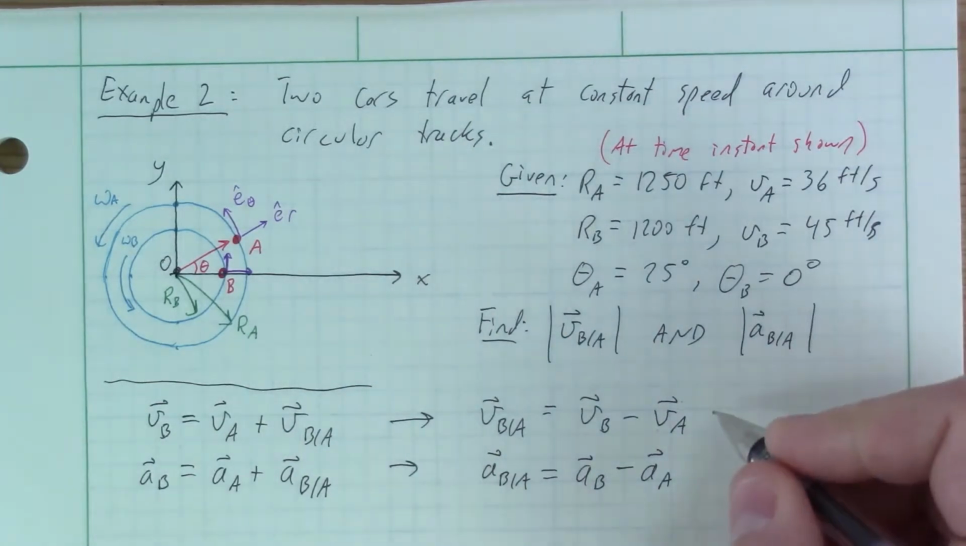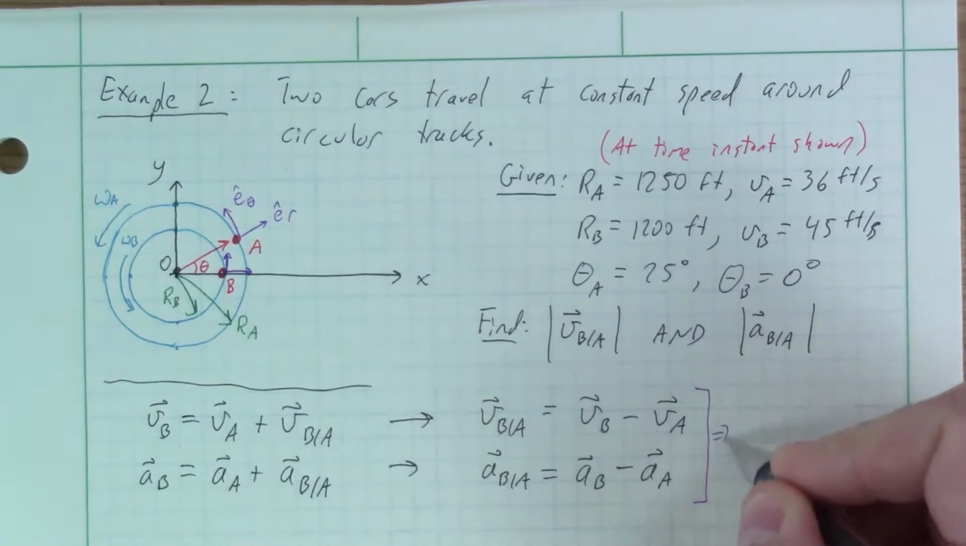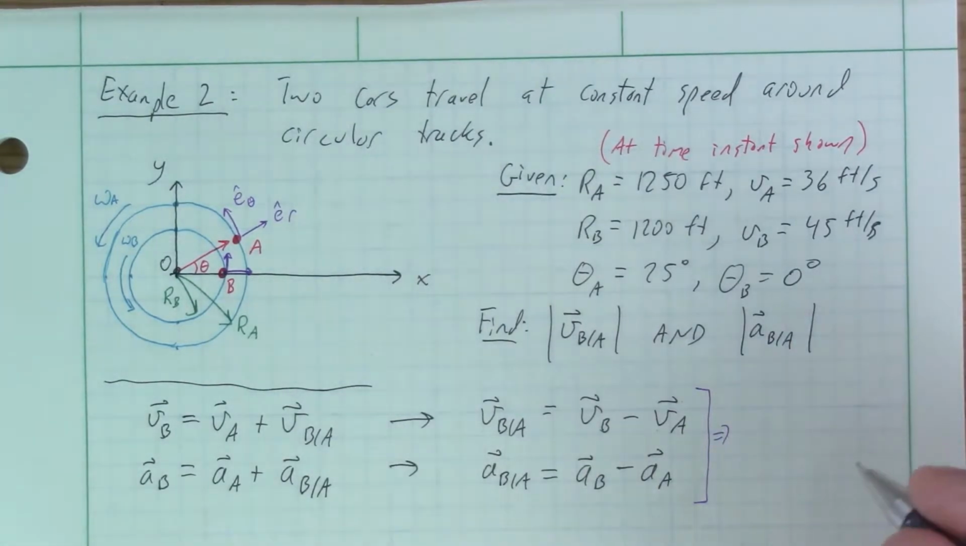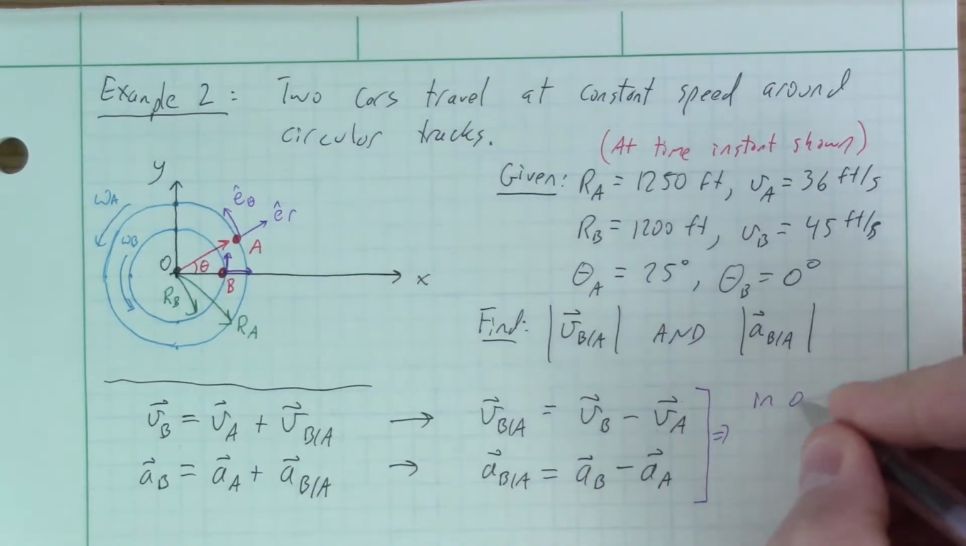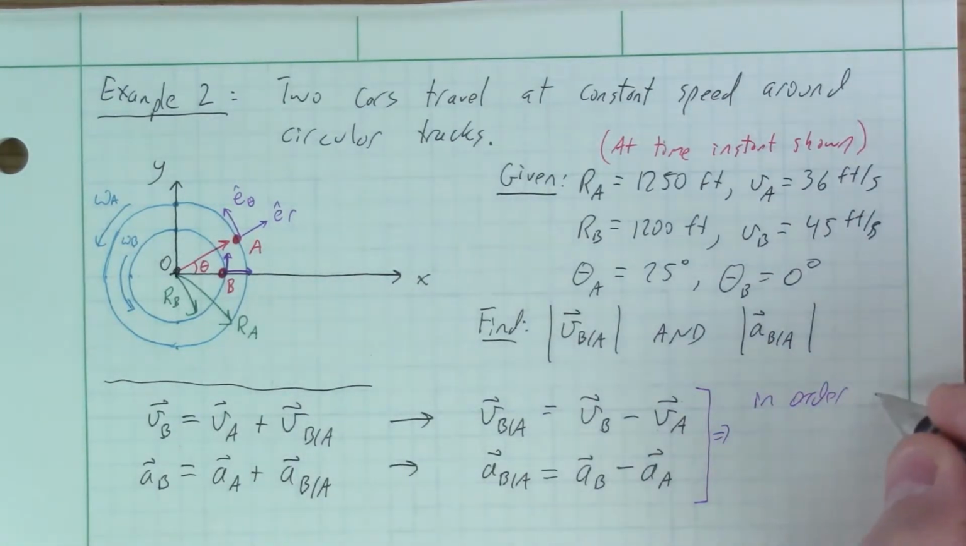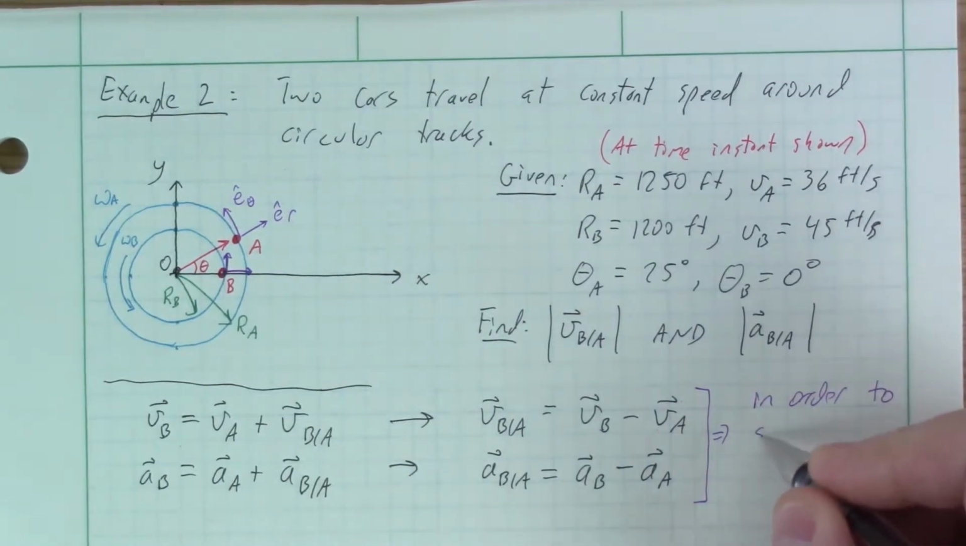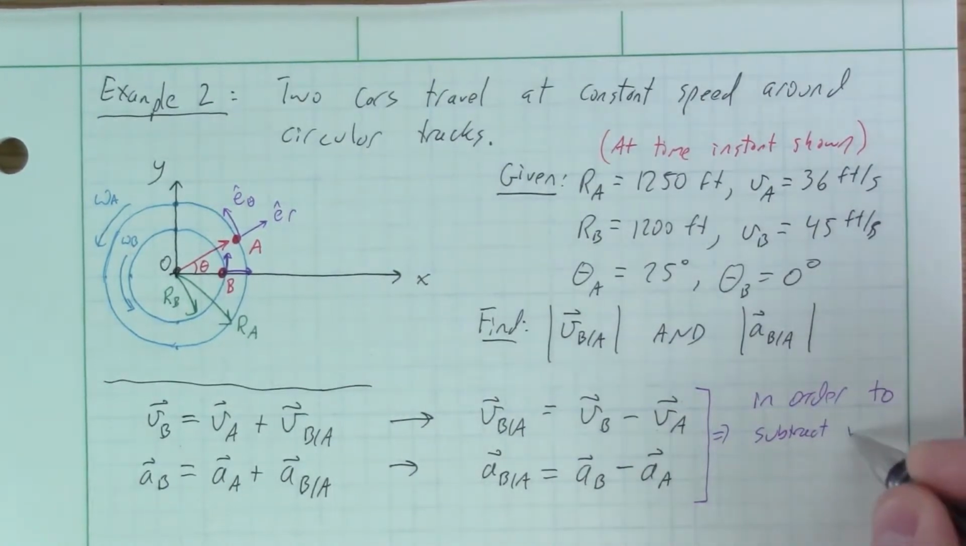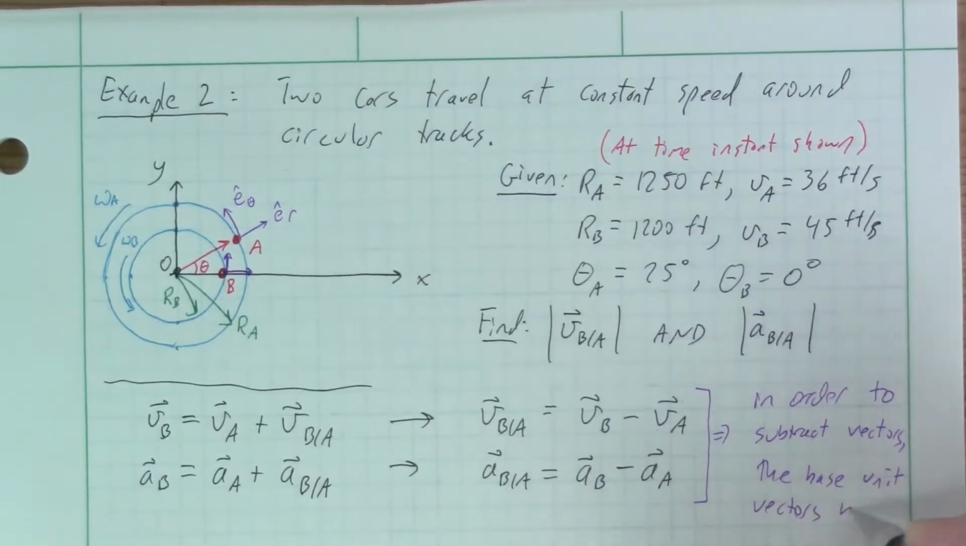Okay, this is where we have to be really careful. If we choose polar coordinates to do this, then we need to make sure that they are the same coordinates. Basically, if we're going to subtract two vectors, they have to have the same vector nature. They have to have the same base vectors that we're using to represent those vectors. So in order to subtract the vectors like we need to do here, the base unit vectors have to be the same.